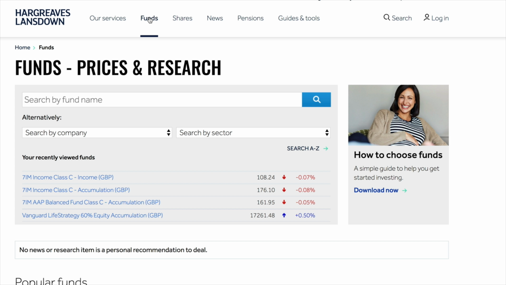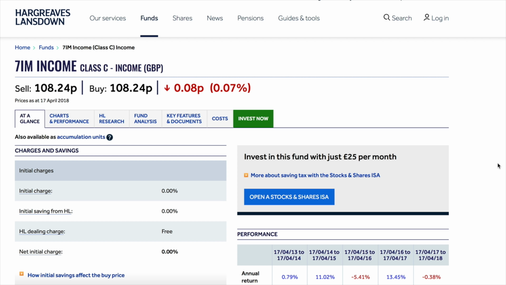Podcast listeners, I know you can't see this, but I'm hopefully going to still explain what the video viewers are looking at. So I'm going to look at the 7IM Income Class C, so the 7IM Income Fund, and you'll see there are two versions of it, income and accumulation. Now these are classes of shares in that fund. I'm going to look at the income class of shares in this fund, right?